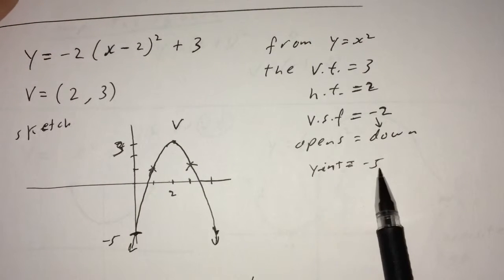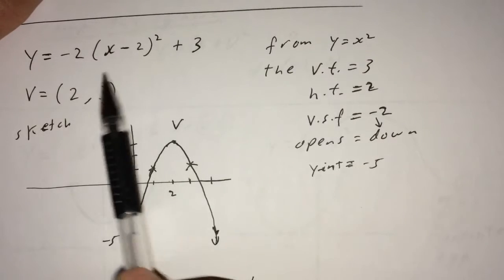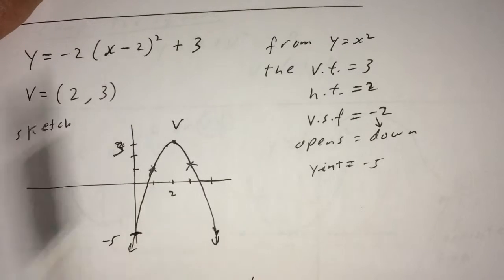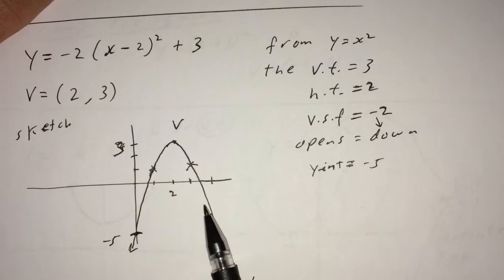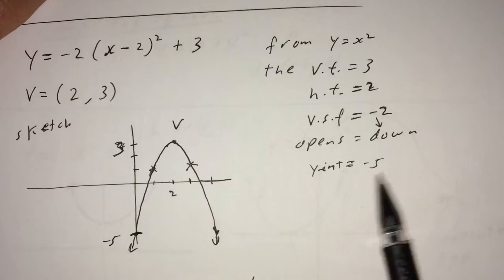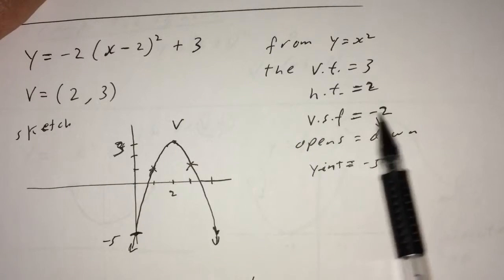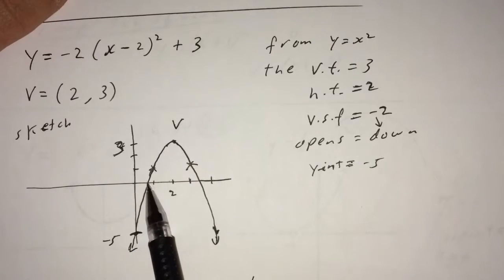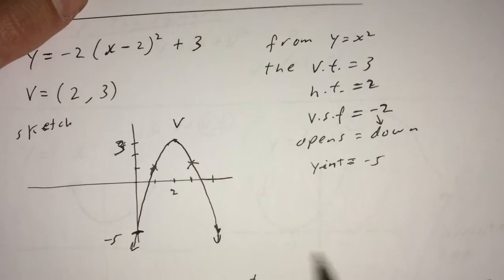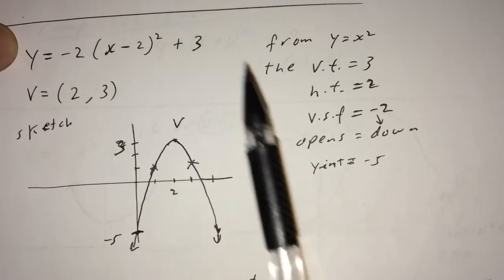On this, the y-intercept is -5. How do you get -5? Well, you can plug in 0 for x. Now, something else you can determine from this are the x-intercepts. We've got the transformations right here, and then we've got a y-intercept, which is -5. How could we get the x-intercepts? Well, we could let y equal 0. That's how you get the x-intercepts.